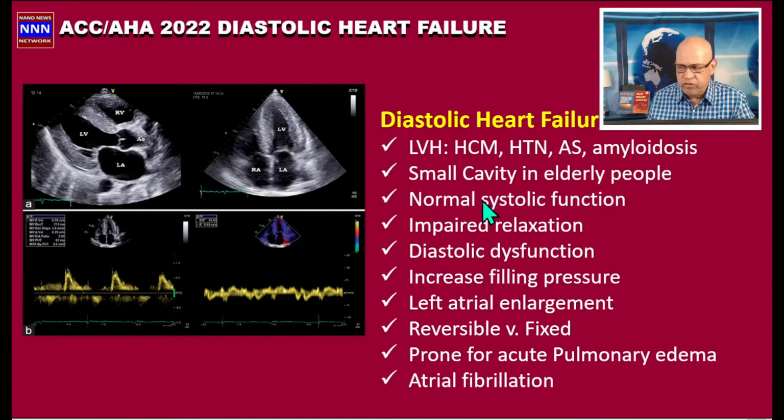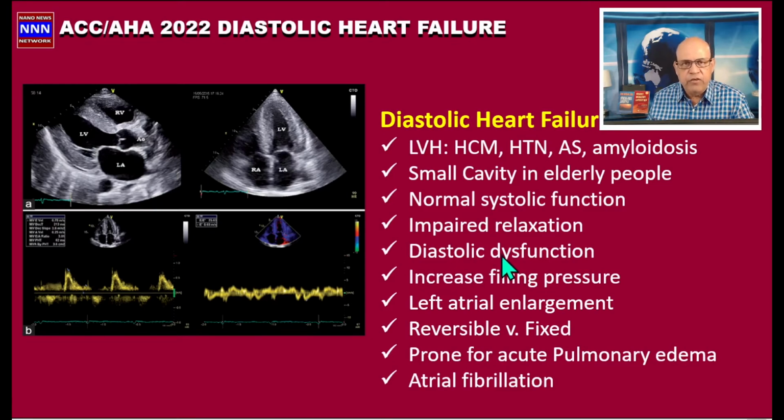They have a normal systolic function, that is normal systolic ejection fraction, which is greater than 50%. They have impaired relaxation of the left ventricle. Because of increased thickness, the ventricle cannot relax as it is supposed to. It also leads to diastolic dysfunction. There is increased left ventricular filling pressure. And I already mentioned the left atrial enlargement.